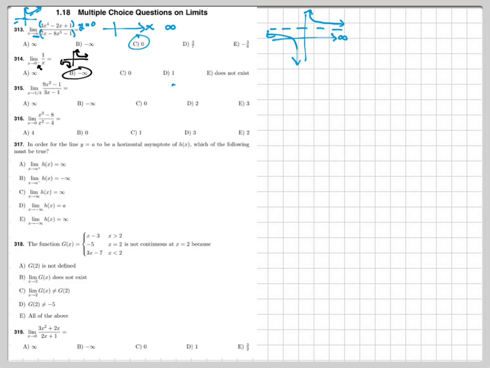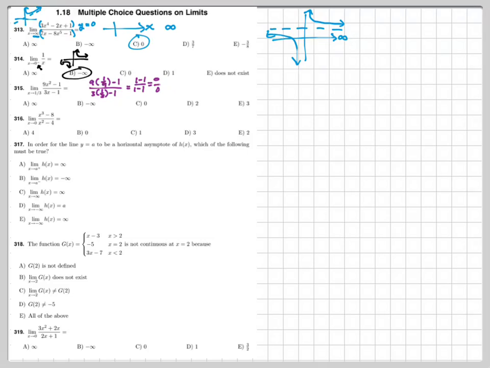Now for the next one, the first thing you want to do is just plug in the 1/3 to see what happens. When I plug in 1/3 on the top, I get 9 times 1 over 9 minus 1. And on the bottom, I get 3 times 1/3 minus 1. On the top, 9 times 1 over 9 is 1, so you have 1 minus 1. On the bottom, you end up getting the same thing. So we end up getting 0 divided by 0. 0 divided by 0 is an indeterminate form, so that means you have to do something else to figure out the answer to this problem.